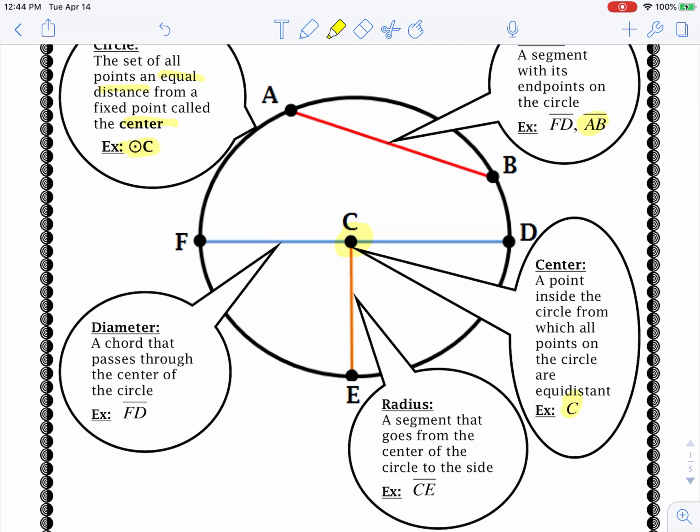A radius. A radius is a segment that goes from the center to a side. So CE is a radius. And a diameter is a chord that passes through the center with its endpoints, again, on the circle. So FD is a diameter. It is the longest chord.